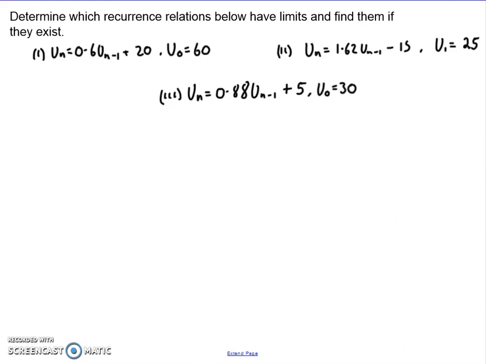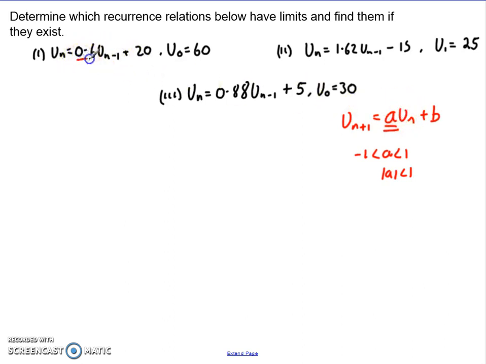So here you go. First things first, determine which recurrence relations below have a limit and find them if they exist. Now remember, our general formula for the recurrence relations, u(n+1) equals a u(n) plus b. And this here is the part that determines whether or not we have the limit. So for this, a has to be somewhere between 1 and -1. Another way of writing this is the magnitude of a has to be less than 1. 2 different ways of representing it both mean the same thing. So you can essentially look at it and read off if a limit exists.